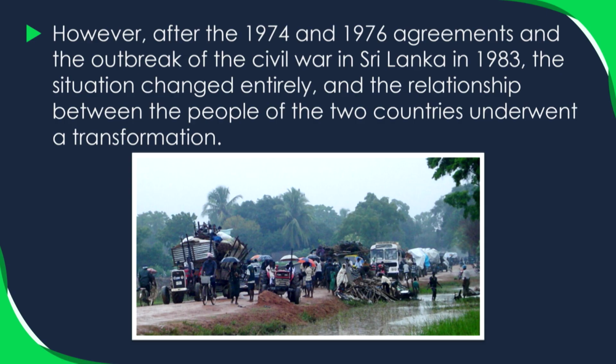However, after the 1974 and 1976 agreements and the outbreak of the civil war in Sri Lanka in 1983, the situation changed entirely, and the relationship between the people of the two countries underwent a transformation. According to the 1974 agreement, Indian fishermen and pilgrims would continue to enjoy their traditional rights. However, the Sri Lankan government did not subscribe to the Indian government's view.